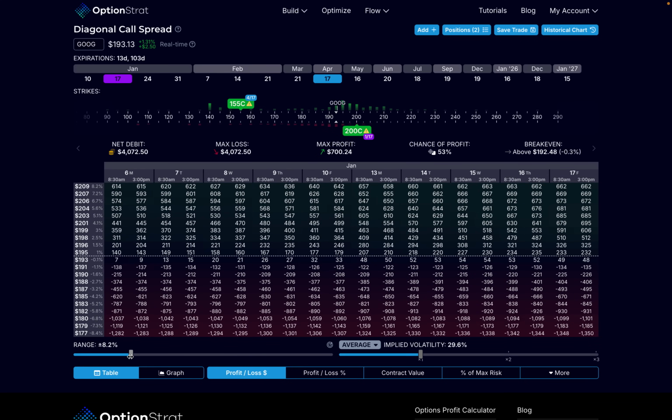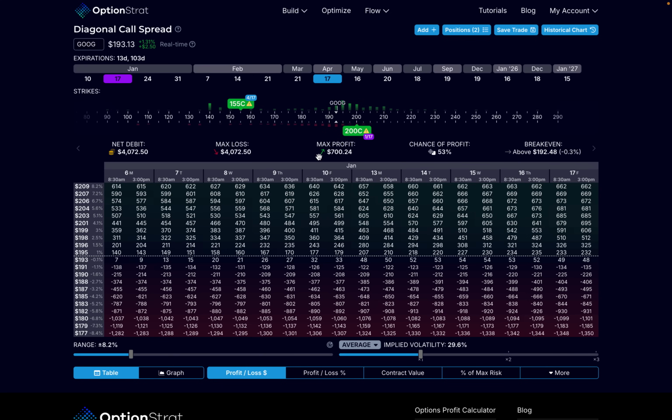So we're entering this for a debit. The debit is going to be the amount that you paid for the call you bought minus the premium you received for the call you sold. That's how much you're going to enter the strategy for. You're paying a debit. That debit is going to be your max loss.